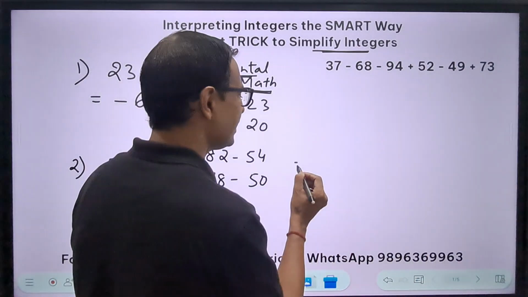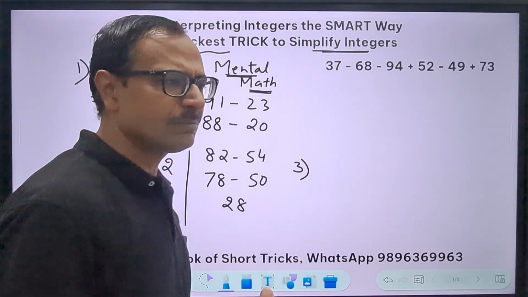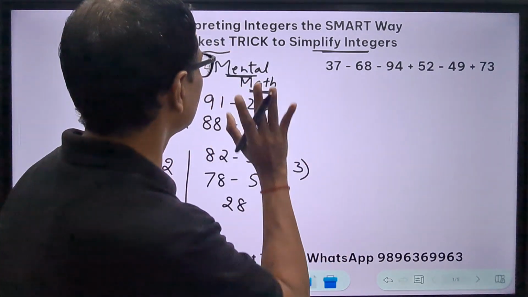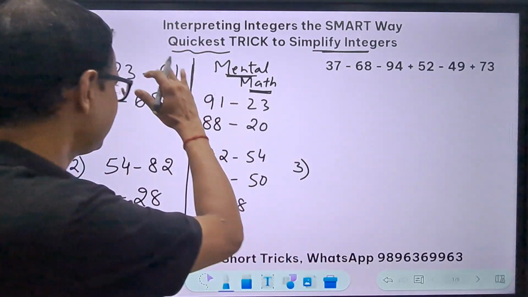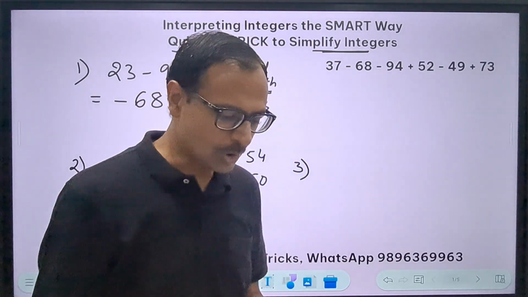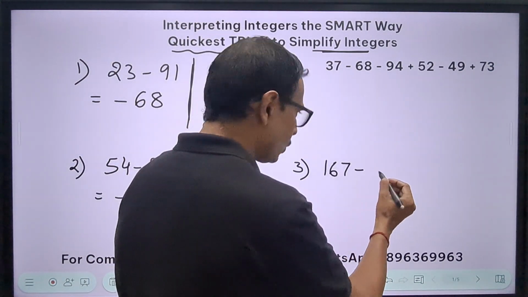So this is the third example of this type. Suppose we have, maybe let's take 3-digit numbers. Why should we take 2-digit only? I'm sticking to 2-digit numbers in this video, but for this trick I am telling you one example of 3 digits also. Let's take 167 minus say 253.